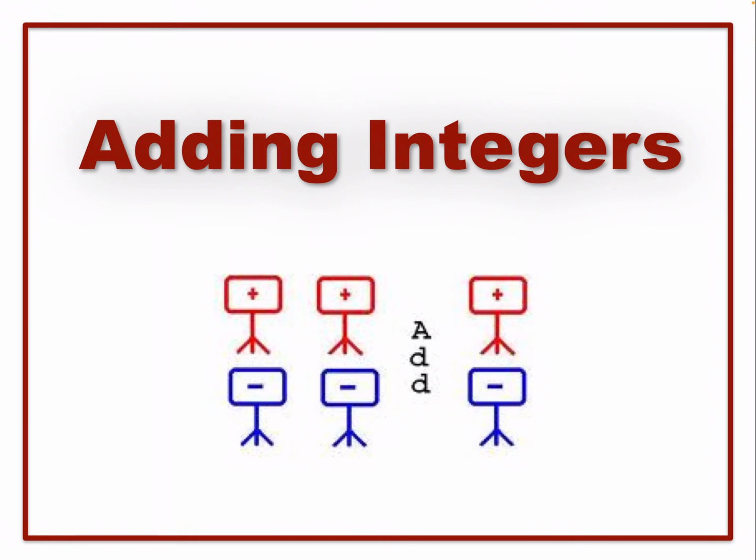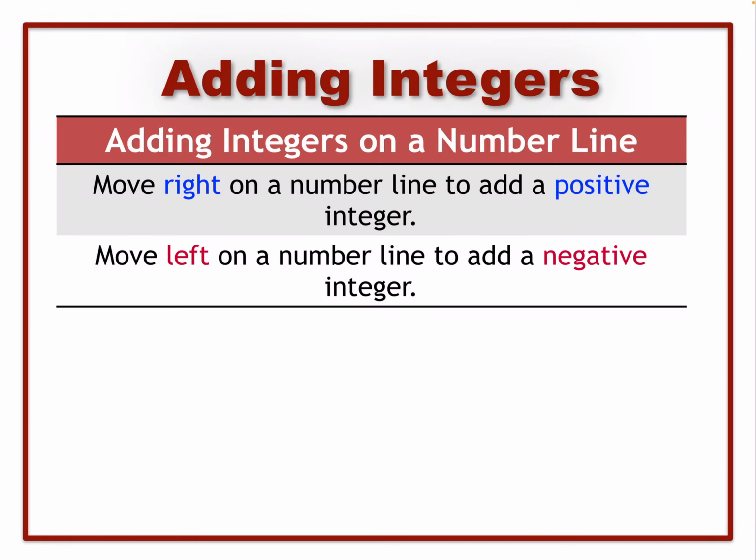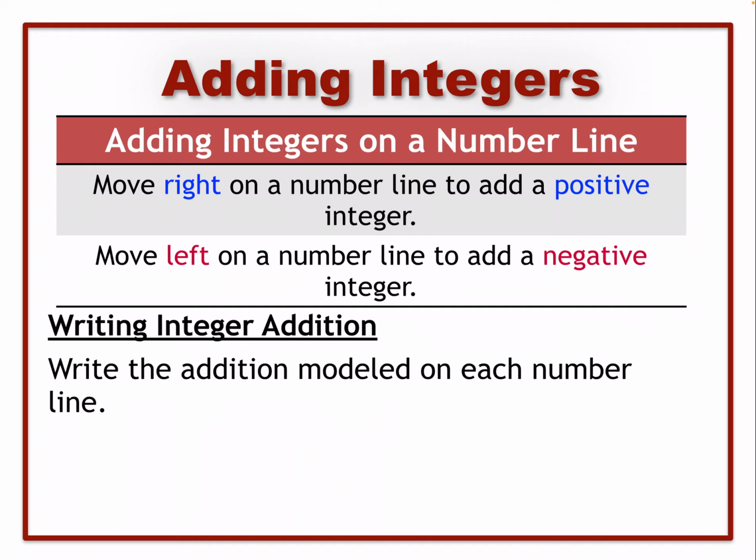Adding integers. Adding integers on a number line. You move right on a number line to add a positive integer, and you move left on a number line to add a negative integer. Writing integer addition. Write the addition model on each number line.